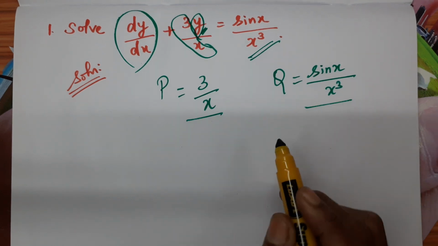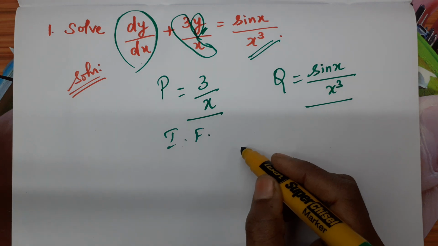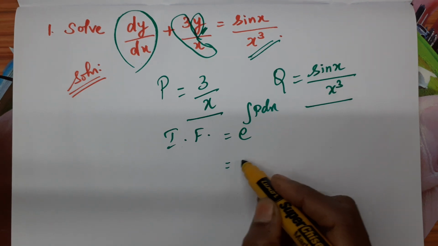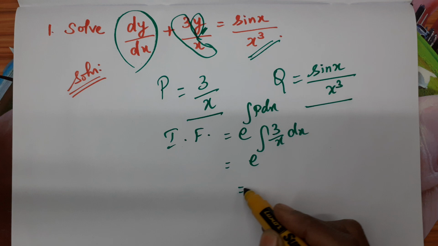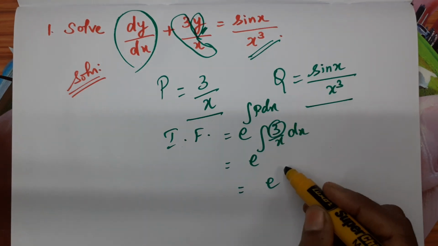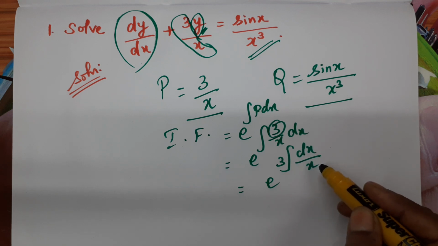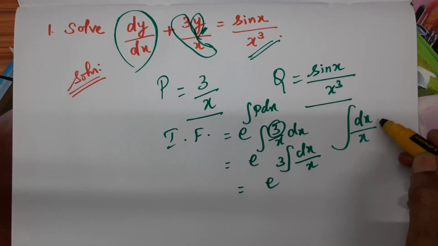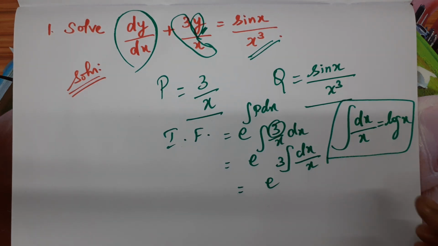After finding p and q, first we have to find the integrating factor. What's the formula for finding the integrating factor? It is e power integral p dx, which is equal to e power integral 3 by x into dx, which is equal to, since 3 is a constant, we can take that outside the integration. So simply we have dx by x. Tell me what's the formula for integrating dx by x? It is log x. So integration of dx by x is log x.